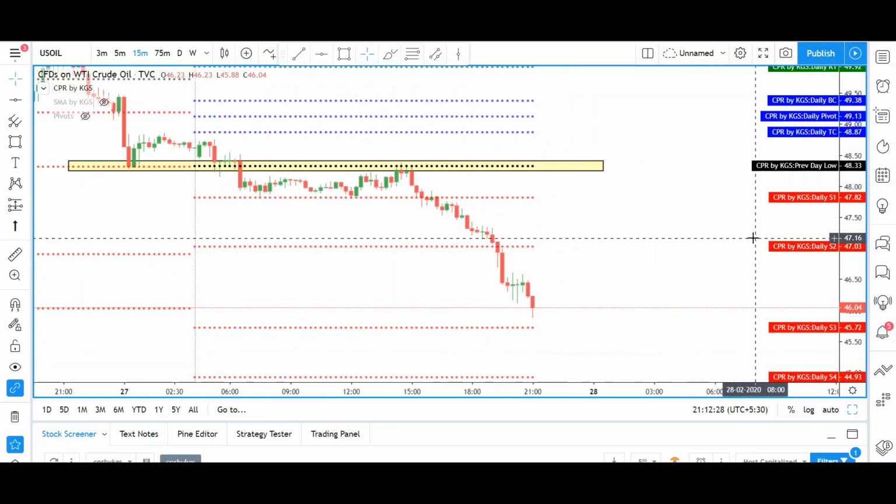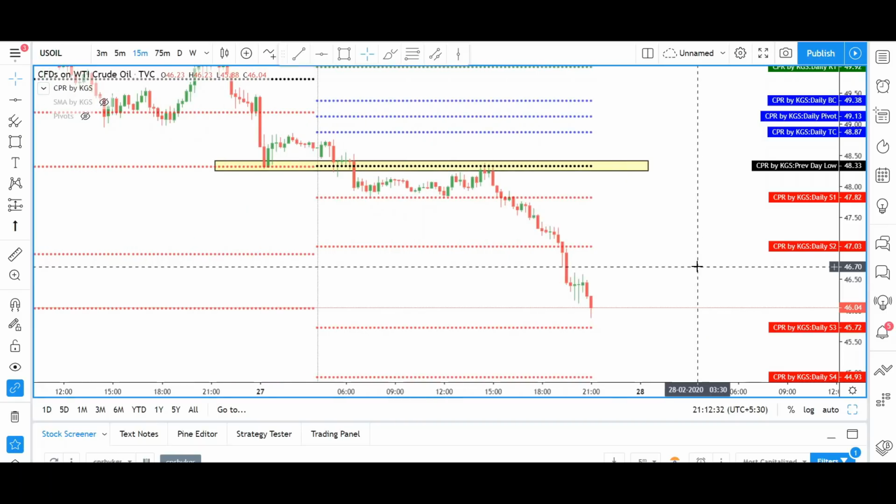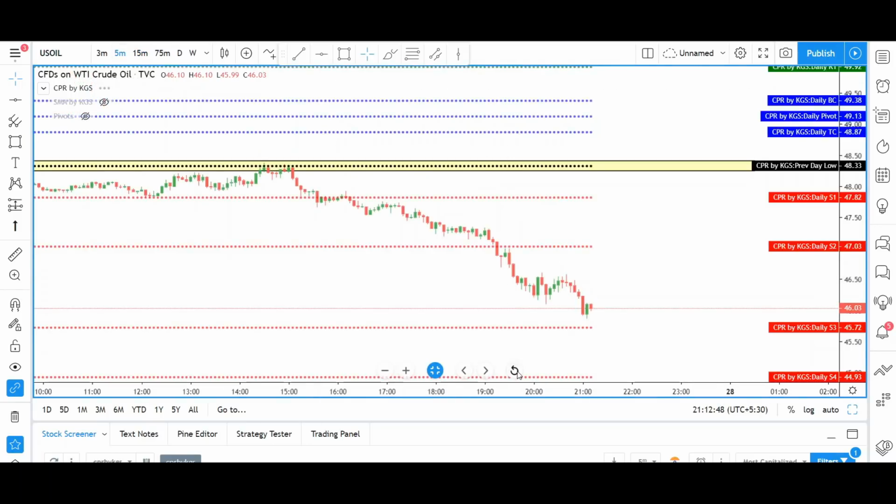Why is crude oil falling? This is the actual trend of crude oil. See, for analyzing crude oil completely, it has taken 10 minutes. This 10 minutes of hard work is necessary each and every day, but nobody is willing to do the hard work.